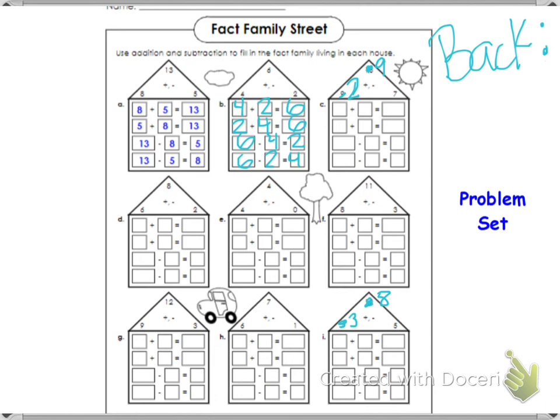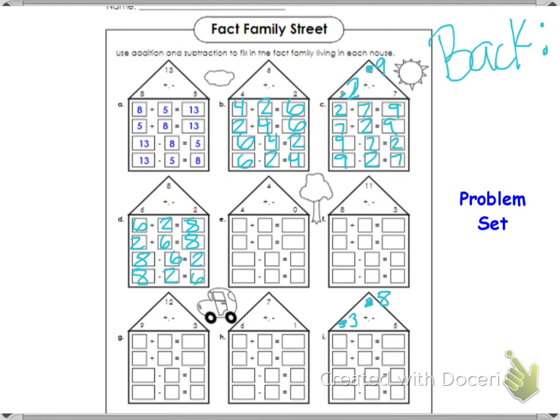Now this one, 9 is our whole, 2 and 7 are our parts. So it'll be 2 plus 7 equals 9, 7 plus 2 equals 9. Now subtraction sentences, 9 minus 7 equals 2, 9 minus 2 equals 7. Alright, this next one is 6 plus 2 equals 8, 2 plus 6 equals 8, and 8 minus 6 equals 2, and 8 minus 2 equals 6.